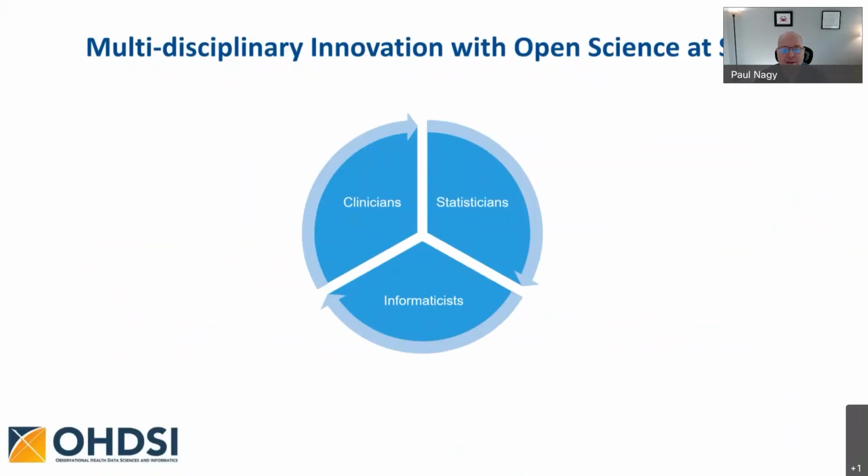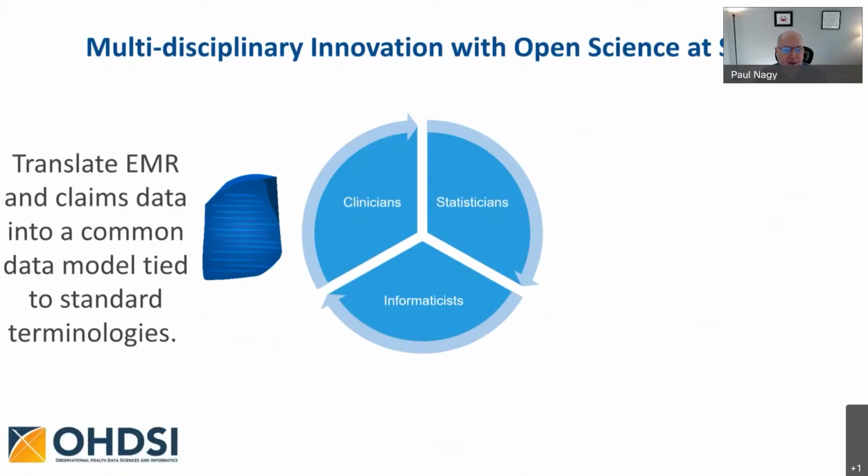So the three main innovations in the OHDSI open science community are the fact that they have built out a common data model from claims and EMR data tied to standard terminology. So the concepts are now tied to concepts in standard terminologies, and this acts as a Rosetta Stone from all the different fields and databases within an EMR vendor into a common one that can then be tied to a common meaning, tied to a standard terminology.